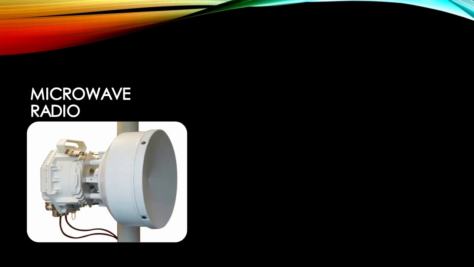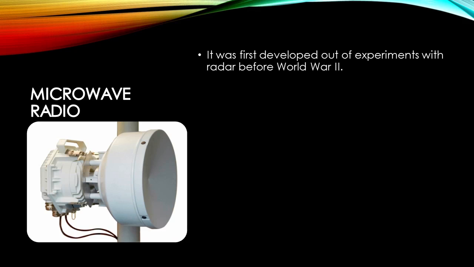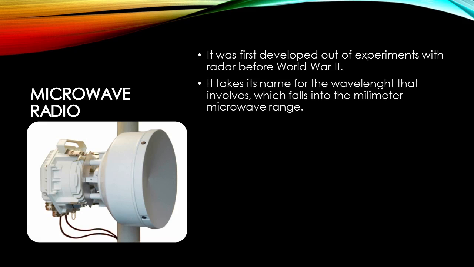Microwave radio is a form of transmission that uses ultra-high frequencies that were developed out of experiments with radar during the period that preceded World War II. These microwave systems are point-to-point radio systems operating in the gigahertz range. The wavelength is in the millimeter range, which is to say that each electromagnetic cycle or waveform is in the range of a millimeter, which gives rise to the term microwave.